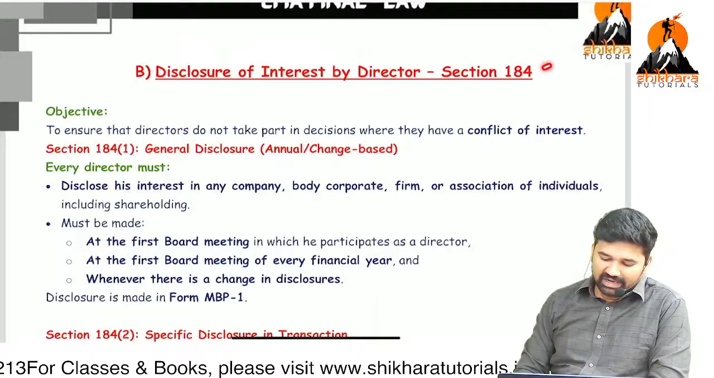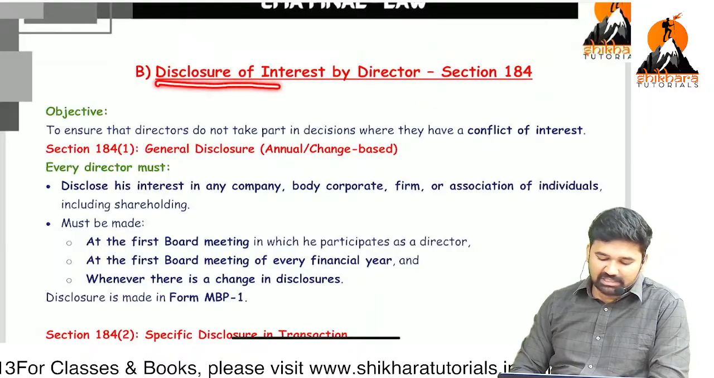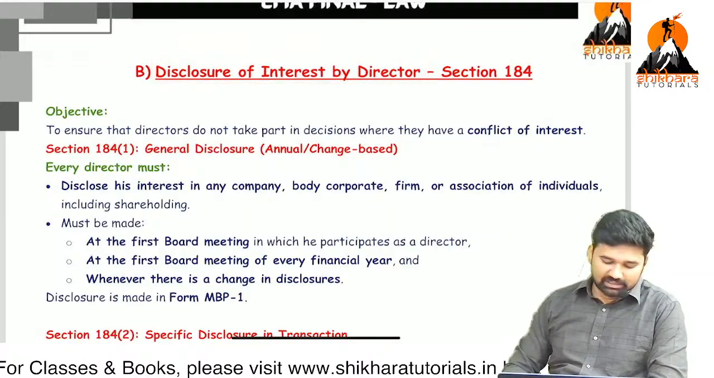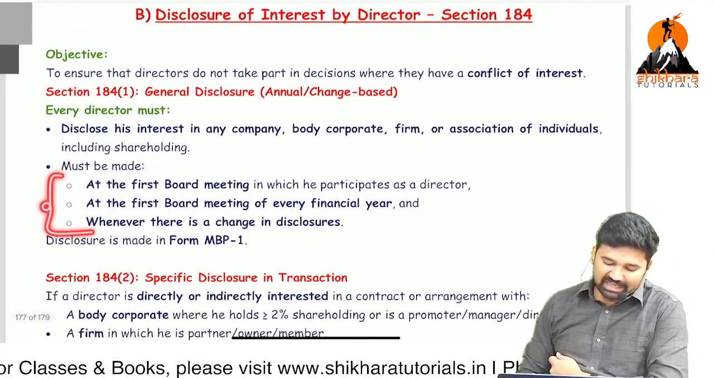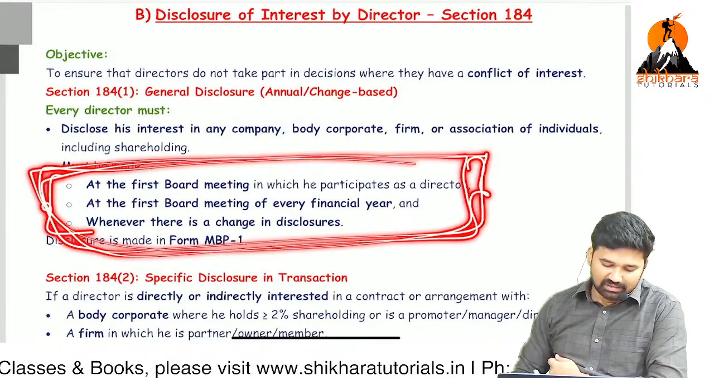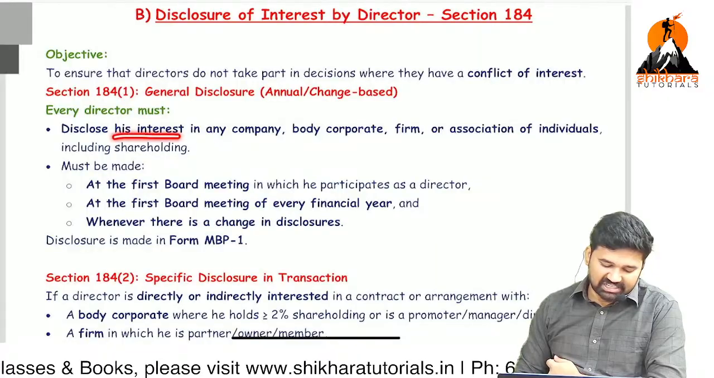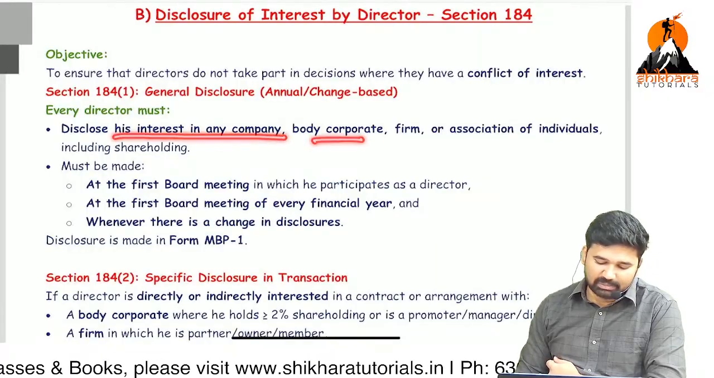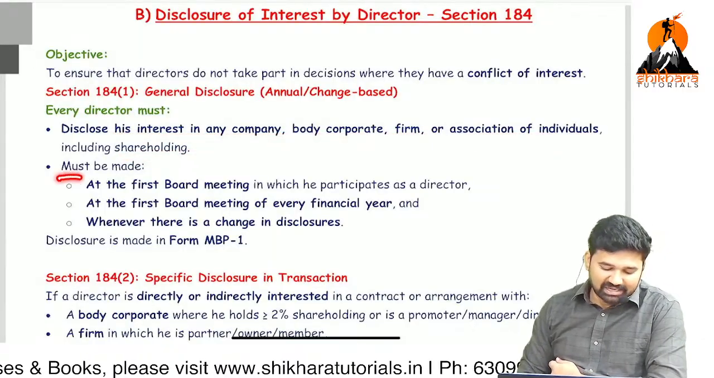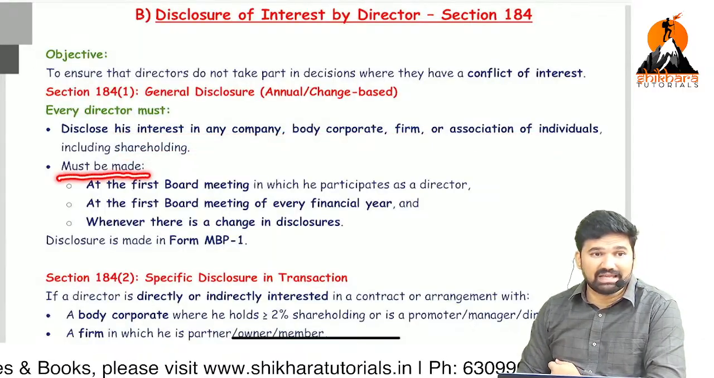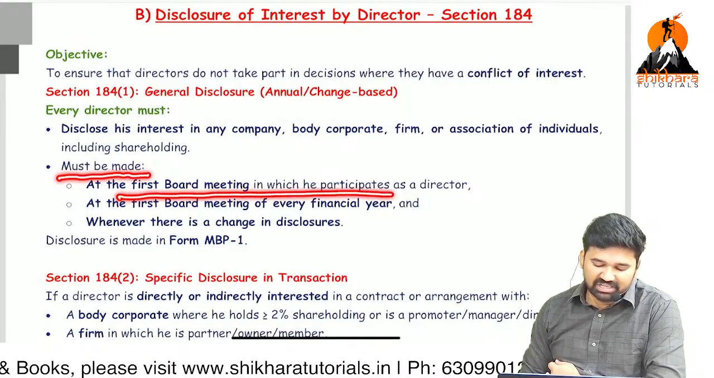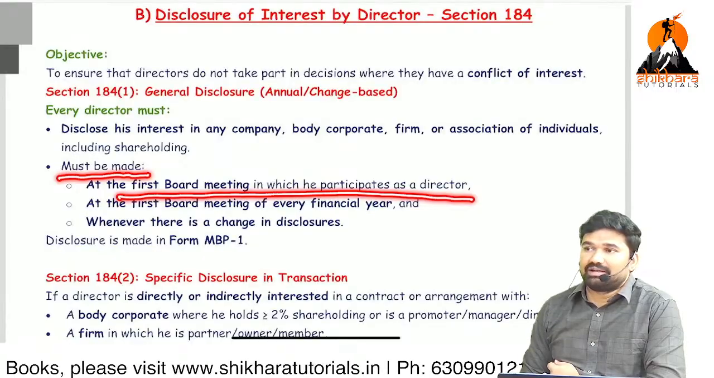So, 184. What is 184 saying? Disclosure of interest by directors. Let's quickly read out these three cases. First one, disclose his interest in any company, body corporate, partnership, firm, association of individuals, including shareholding. And the disclosure must be made in three cases. First case, at the first board meeting in which he participates as a director.